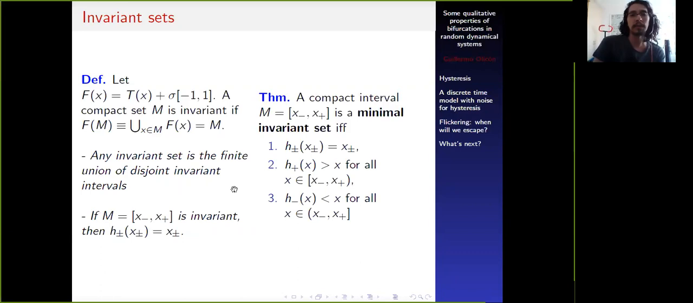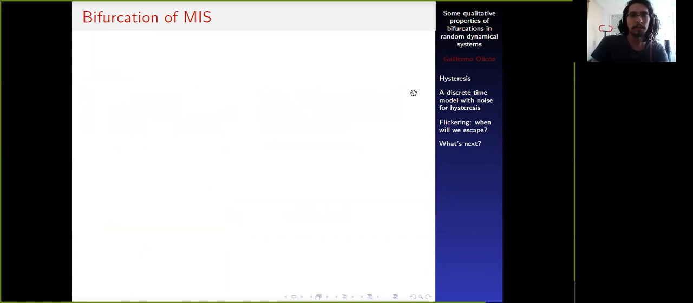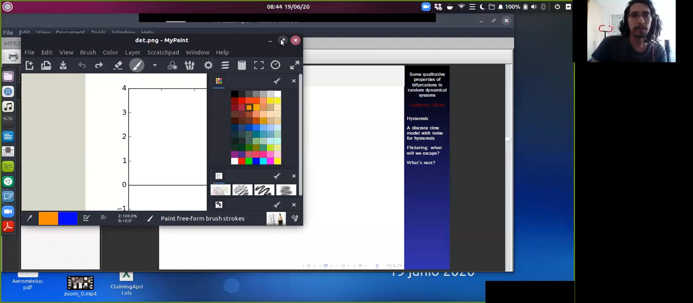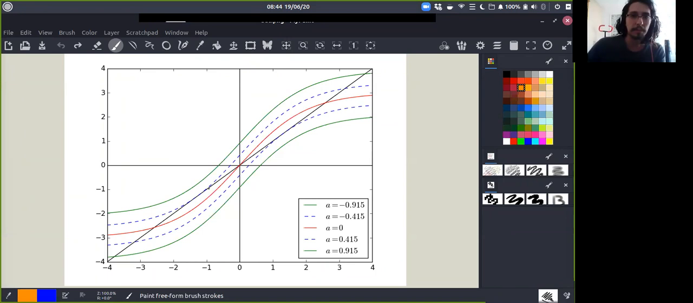Perhaps I should jump to the drawings already. Sorry about that. Let me try to go here. So here I have the same picture as before. So here is the deterministic map T. And if we include some noise, for example, we can take all these possible values.